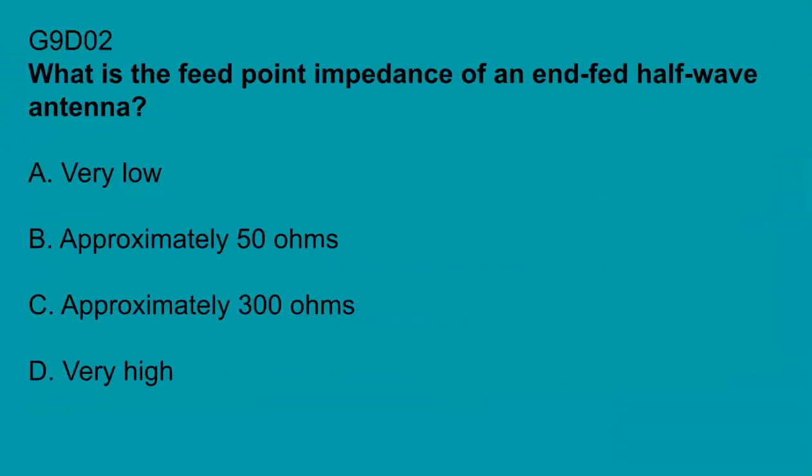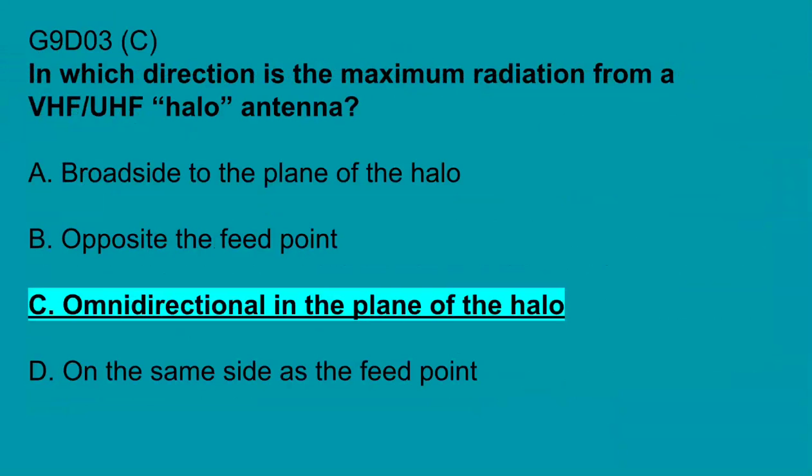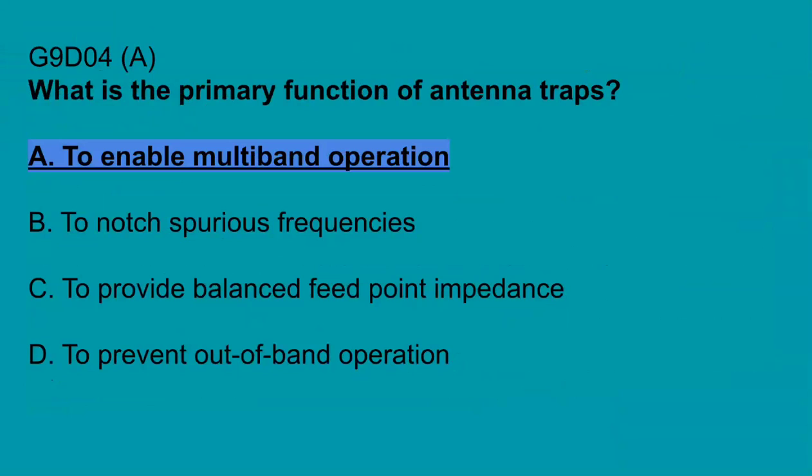G9D02, what is the feed point impedance of an end-fed half-wave antenna? That's very high. G9D03, in which direction is the maximum radiation from a VHF-UHF halo antenna? That's going to be omnidirectional in the plane of the halo. G9D04, what is the primary function of antenna traps? To enable multi-band operation. A lot of your HF antennas have antenna traps.